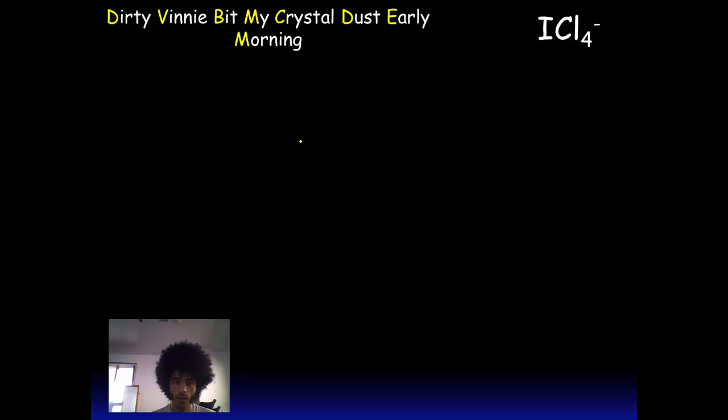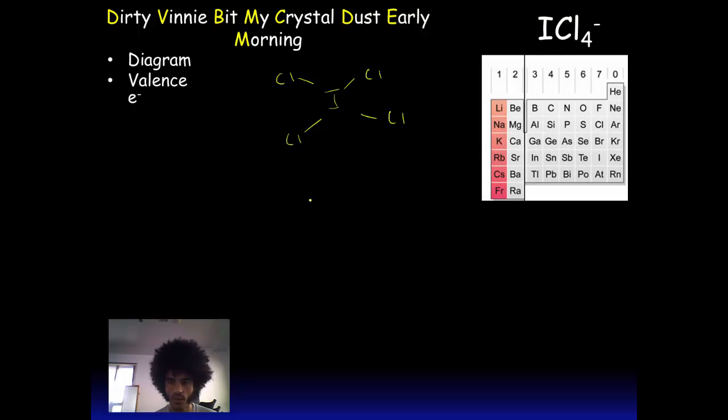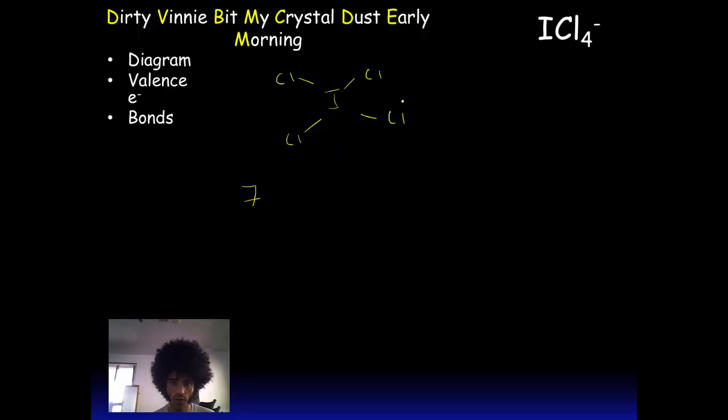Okay, so again, I'm going to draw my diagram. So I've got iodine here, and I've got a few chlorines around it in whichever shape. Just a rough idea of what it would look like. Next step is my valence electrons. Now, iodine is in group 7, so it must have 7 valence electrons. Next step, number of bonds. I can see 1, 2, 3, 4 bonds attached to it. So 7 plus 4 equals 11.